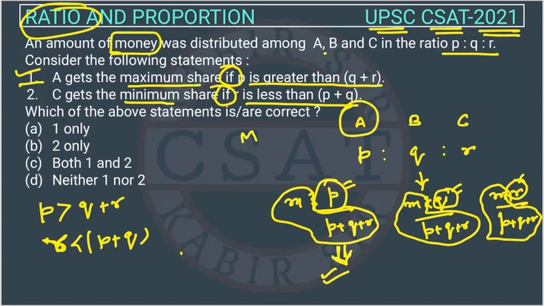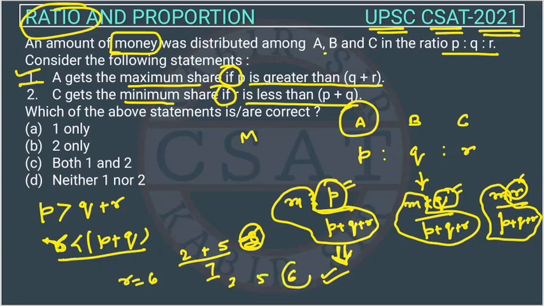Suppose P is 2 and Q is 5. So what will be R? The sum will be 7. But the condition given is R is less than the sum, so R is 6. So we have to take R as 6 because it is less than the sum, which is 7. So this will be 2, 5, 6.